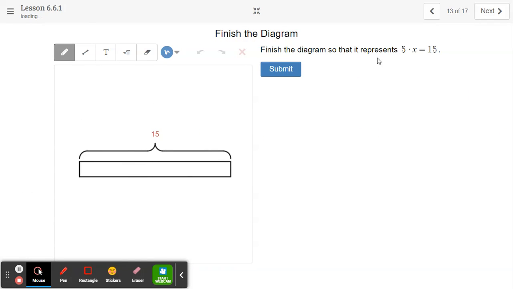Finish the diagram so it represents 5 times x. And by the way, mathematicians would be writing 5 times x as 5x. That means we have 5 x's and it equals 15. So we're going to chop this into 5 equal groups, best we can. And we know each one has an x.